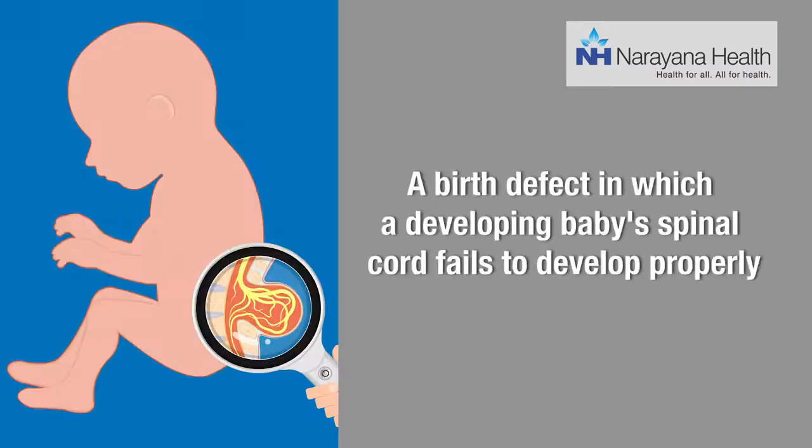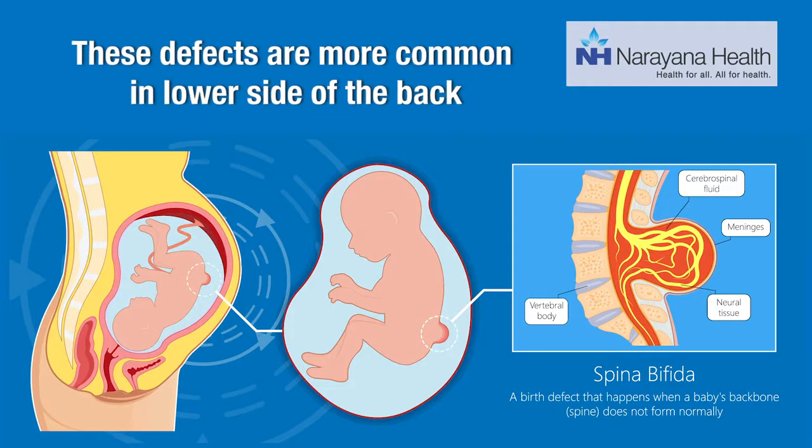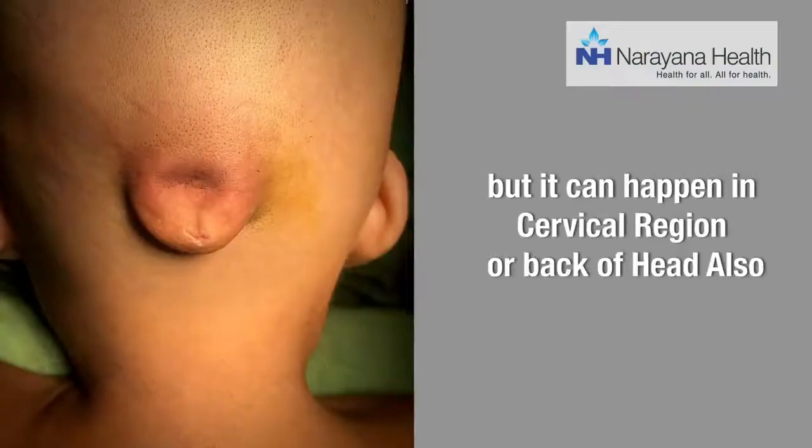Today we are going to talk to you regarding Spina Bifida. Spina Bifida is a condition which refers to a developmental defect in the spinal column of the child, which means that there are certain areas of the spine of the child, bony spine and neural spine, which are not able to form during the development of the child as a fetus. This leads to a defect in the back. It's usually more common in the lower side of the back, but this can happen at the other extremity, that is in the cervical region or the back of the head also.